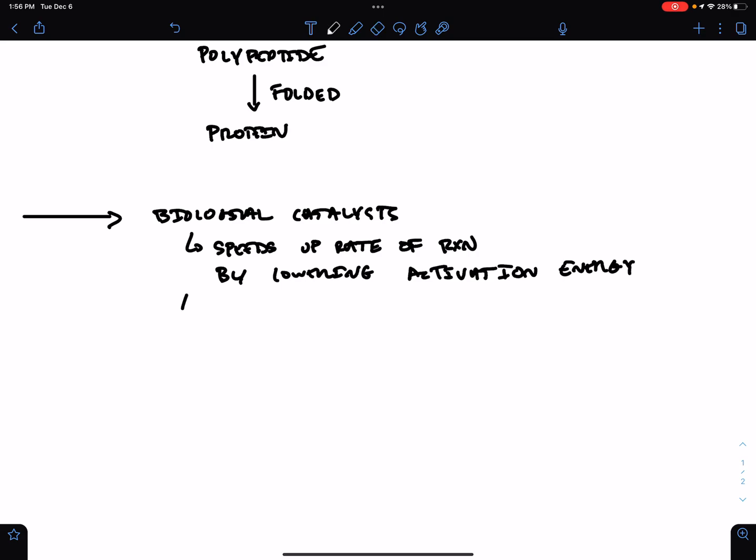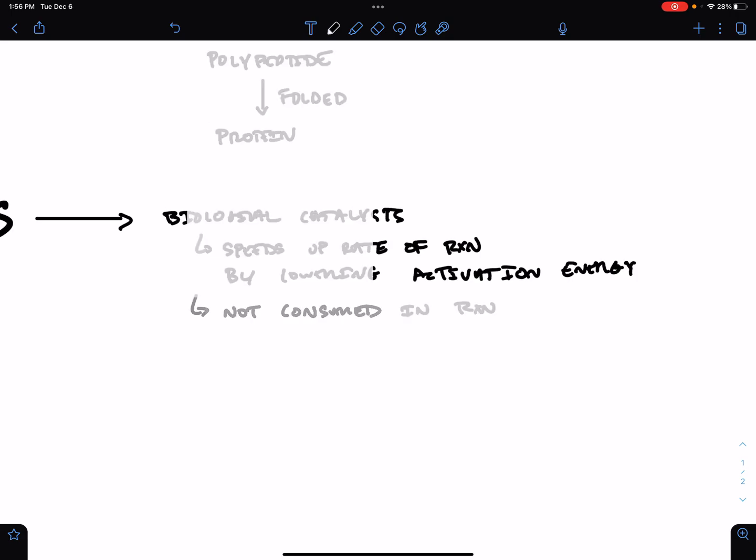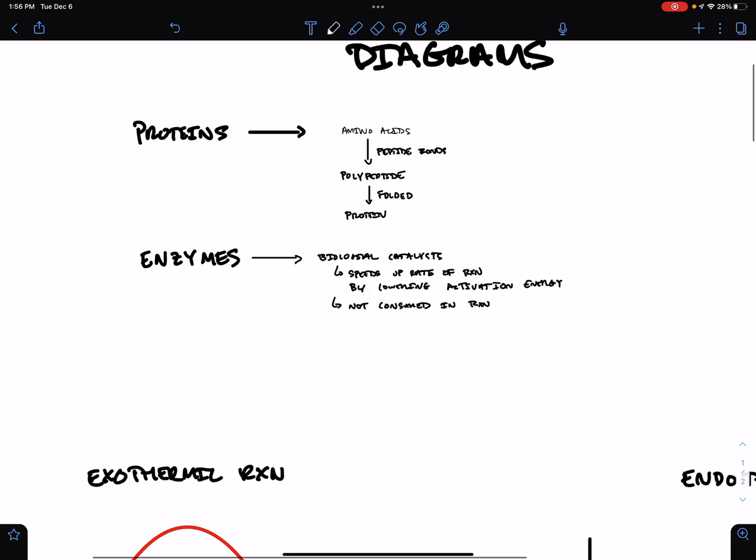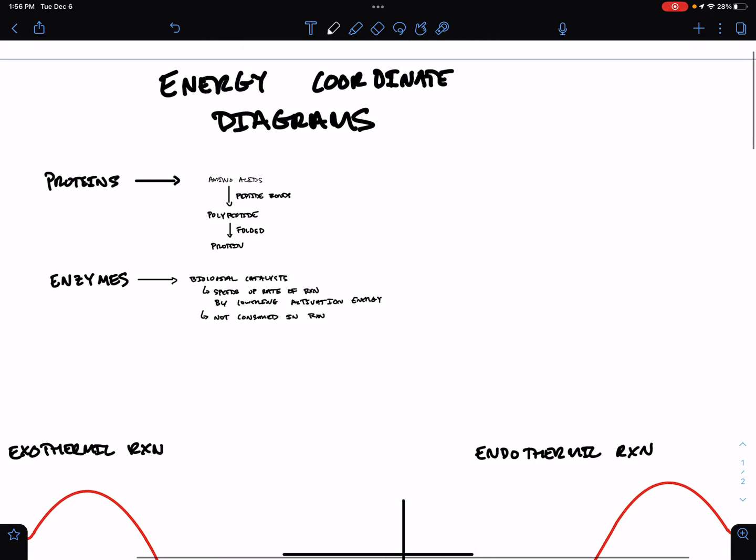And they are not consumed in the reaction. So the same enzyme can catalyze multiple reactions again and again and again, as long as it has what's called its substrate.